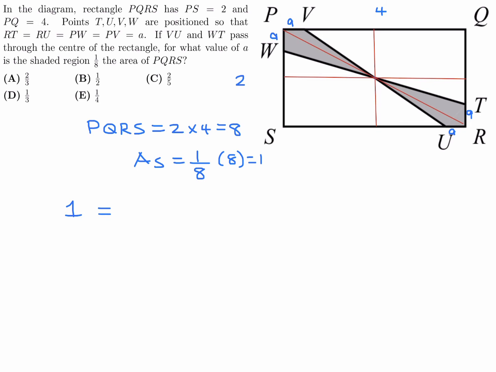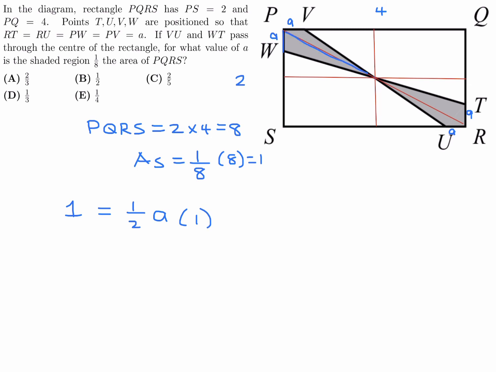So 1 has to equal, let's see, this triangle can be calculated as 1/2 base times height. 1/2 base, which will be right there, which is A. And the height can be from here to here, or from here to here, whichever one you want to choose. And that's going to be half of this 2, so that's just 1.